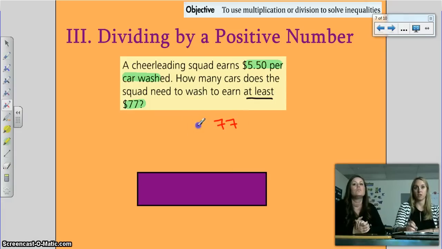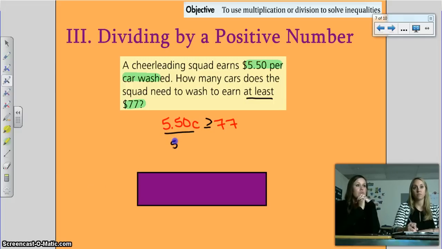Okay. So I should flip that. Correct. So at least, and it has to be greater than or equal to. So washing the cars has to be greater than or equal to 77 dollars. Okay, so write it and then solve. Divide on both sides by 5.50.